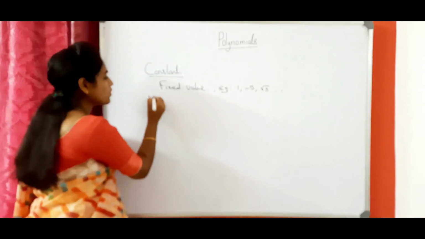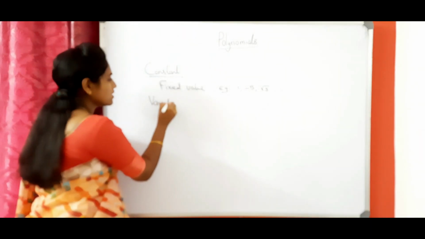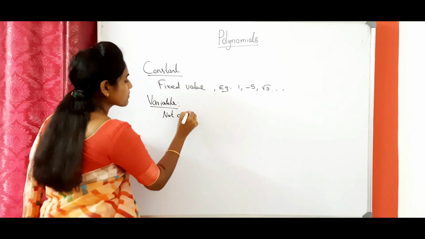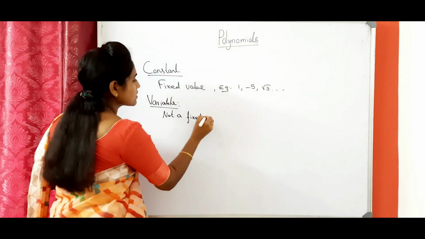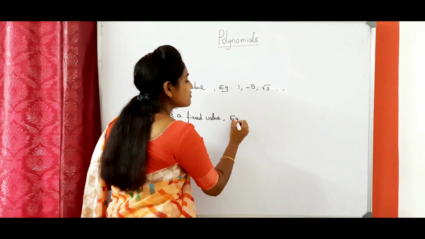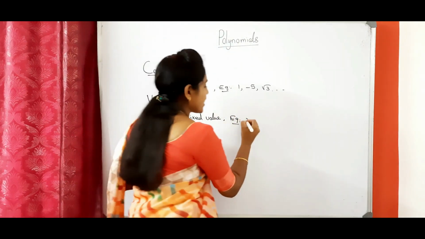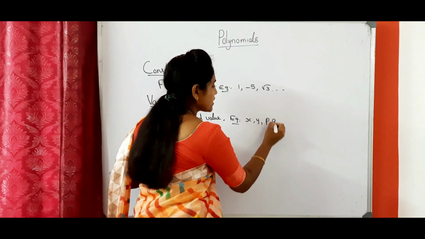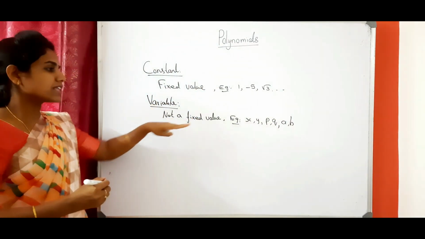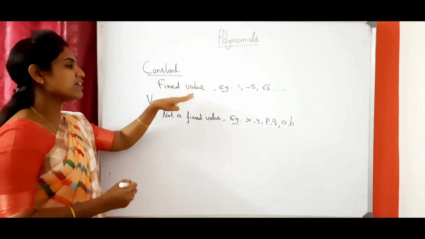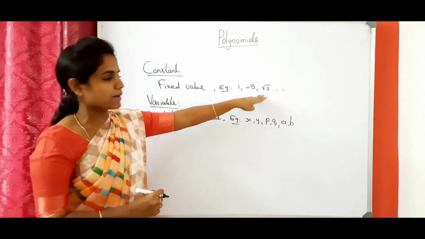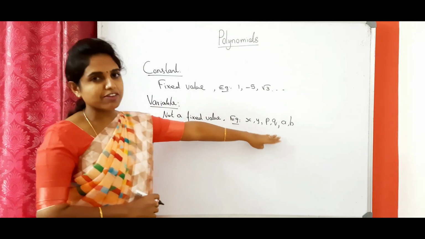Next we have to know what is a variable. Variable means not a fixed value. Not a fixed value means, for example, alphabets: X, Y, P, Q, A, B. So variable means not a fixed value. Constant means a fixed value. So we can say simply that constants are numbers, and variables are alphabets.